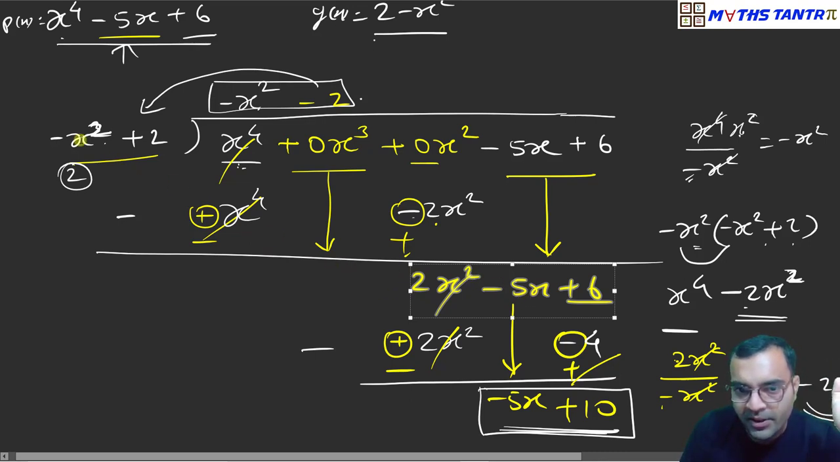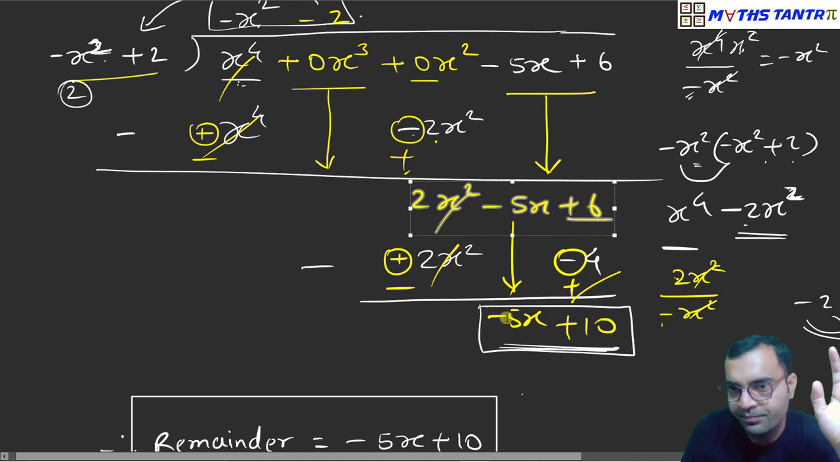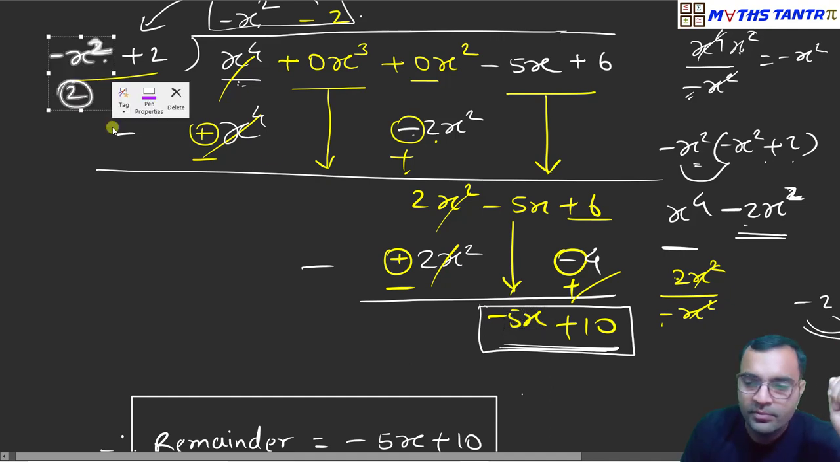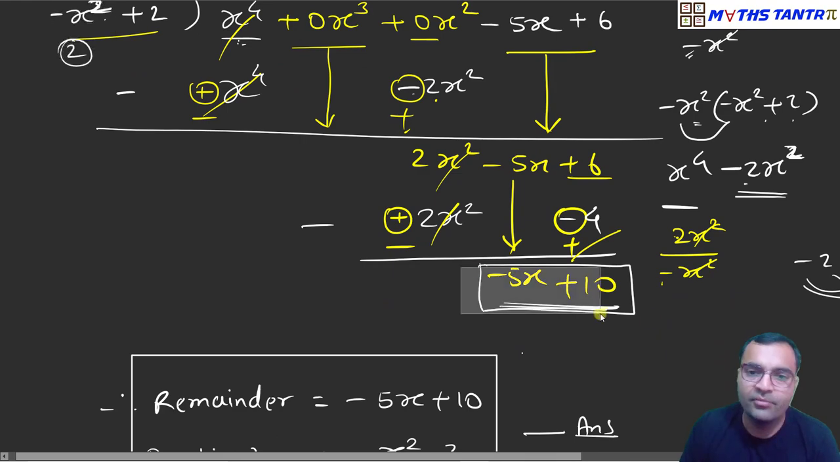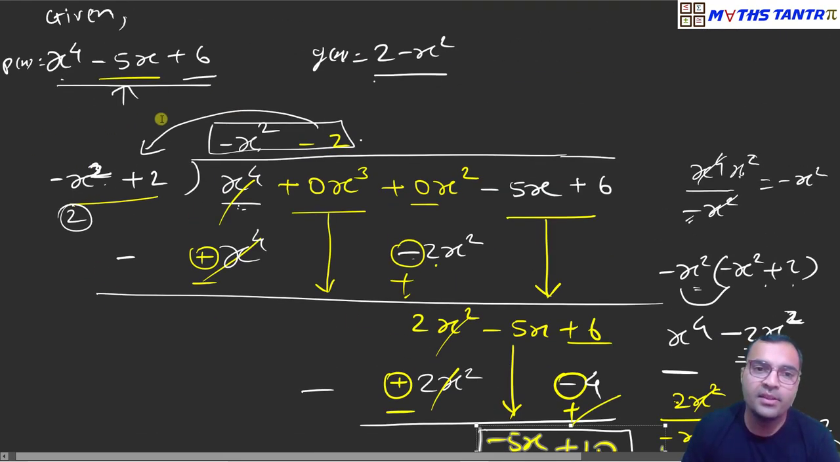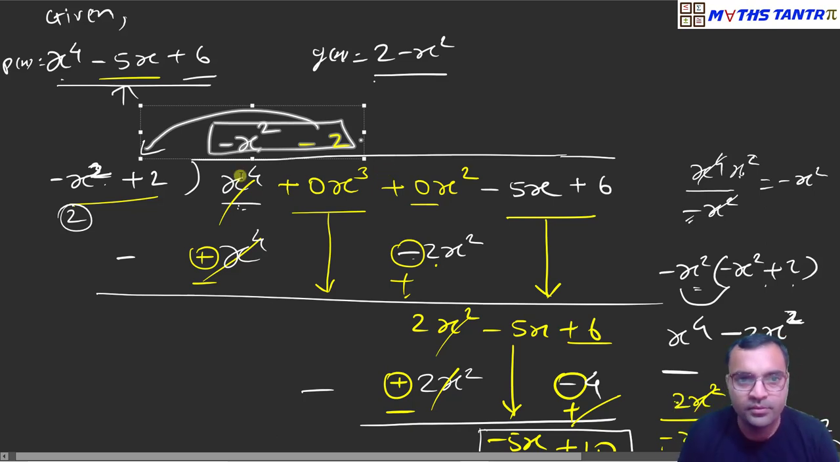Here degree is 2, which is equal. So we should do the calculation. Here the degree is 1, which is less than degree of divisor. So we should stop. Okay. And that last term will be remainder. The last quotient written in the quotient will be your whole total quotient. Okay.